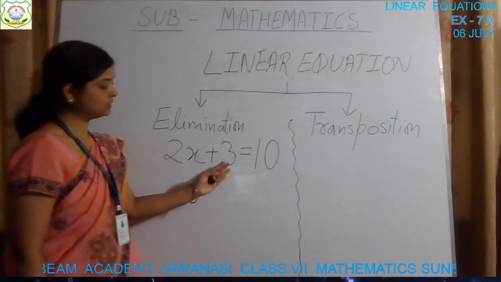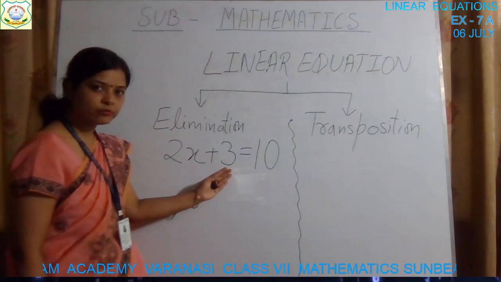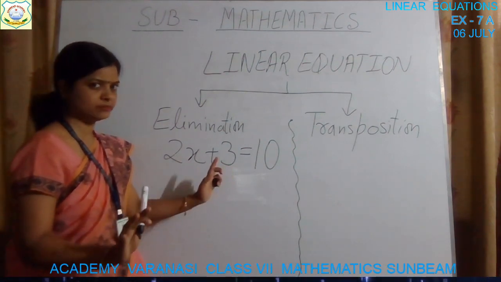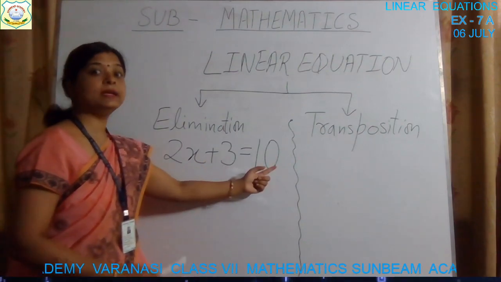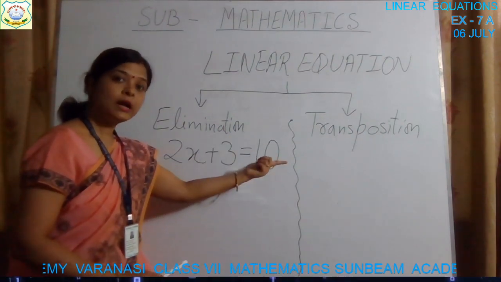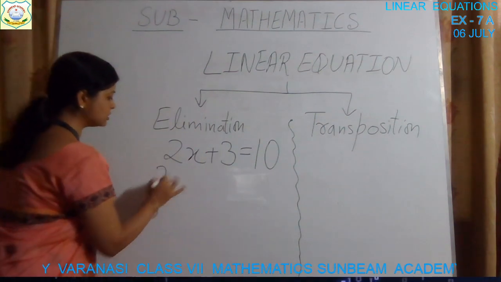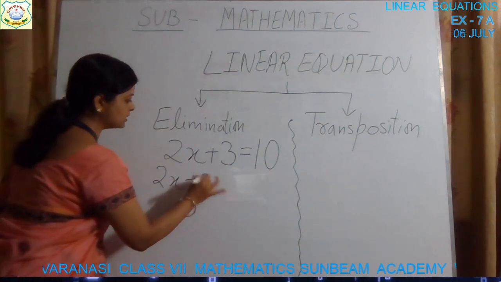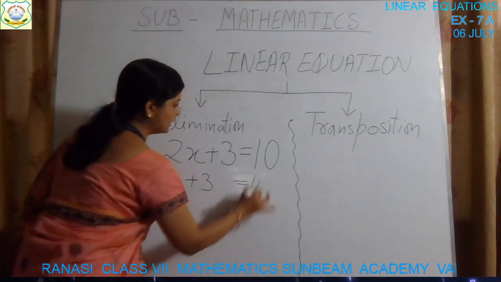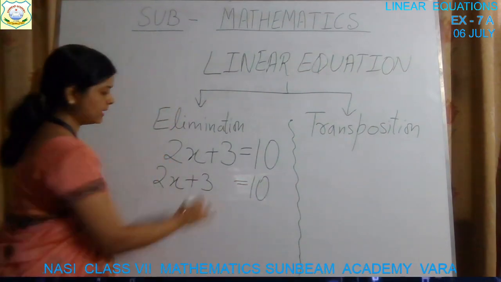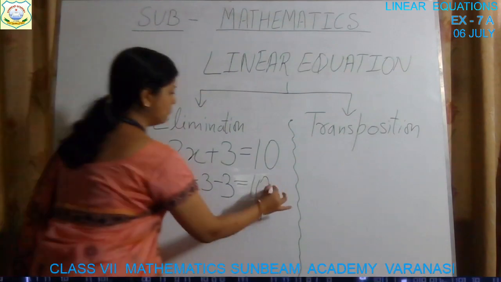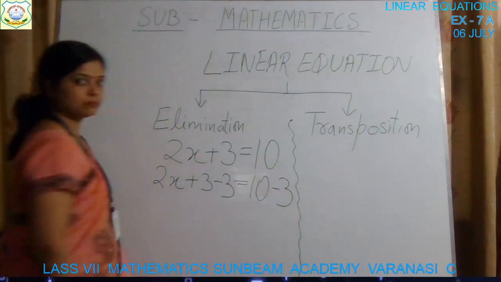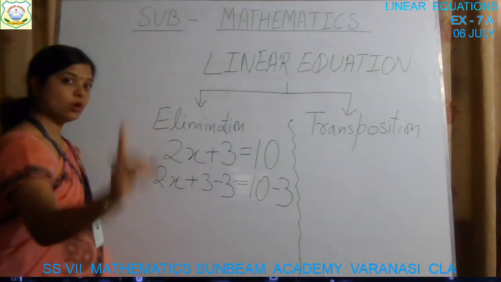Why will we subtract 3 from here? So that we can eliminate it. We have to find the value of x, so we have to eliminate 3 from RHS also. So let's do it, children. 2x plus 3 is equal to 10. This is our question. Eliminate 3 by subtracting it from both sides.